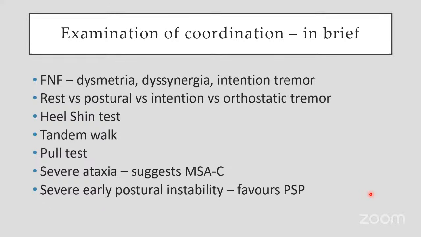For the pull test, we'll stand behind the patient, with the support of a wall behind us. When we pull the patient, normally within 2 steps they will maintain stability and not fall backward. But if it is more than 3 steps, it is abnormal, or sometimes they may fall backwards. That is severely impaired. And for ataxia, we'll be checking, and severe early postural instability favors PSP.